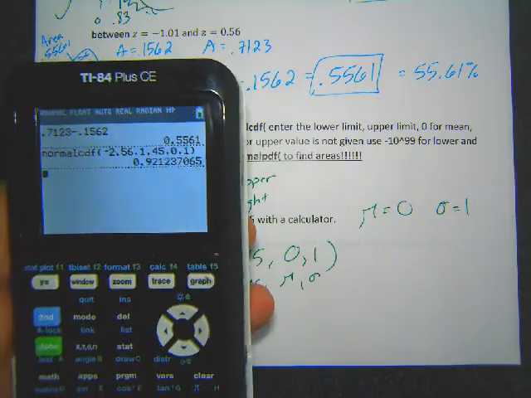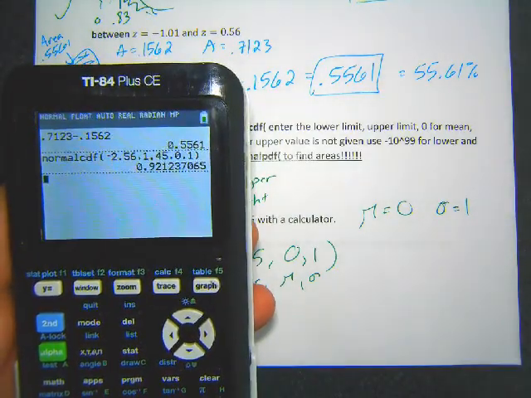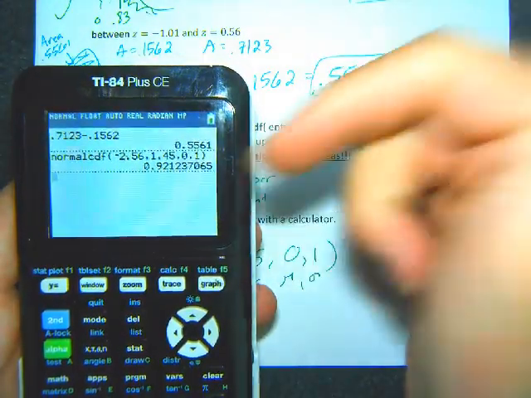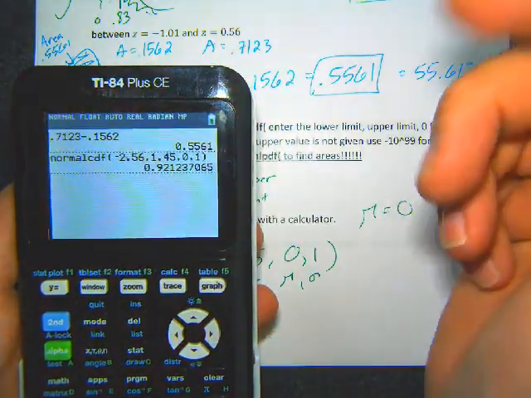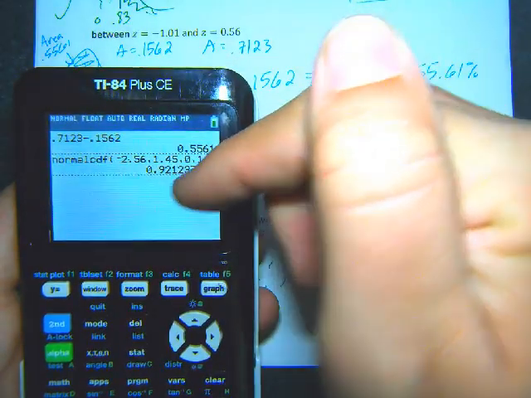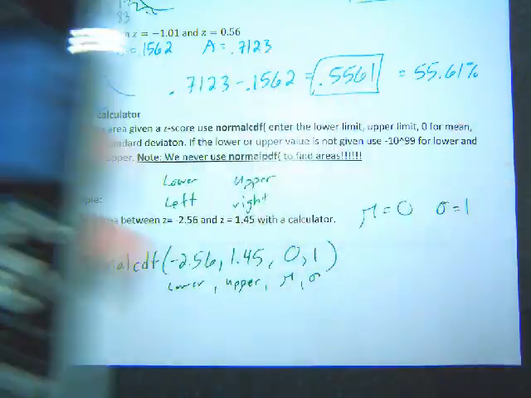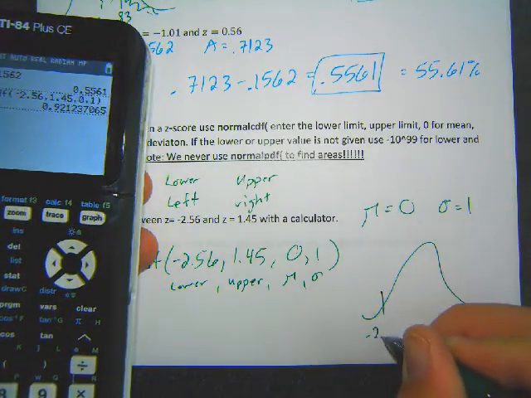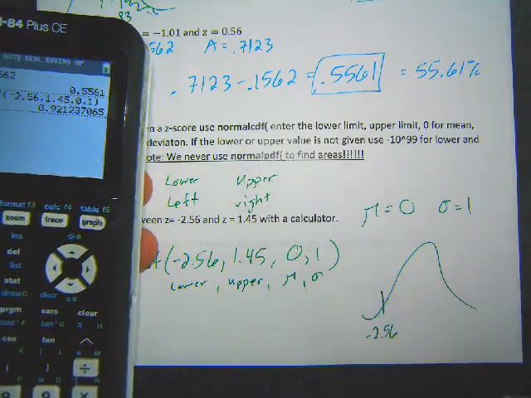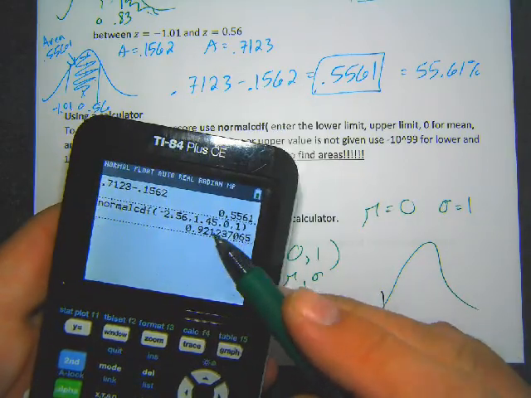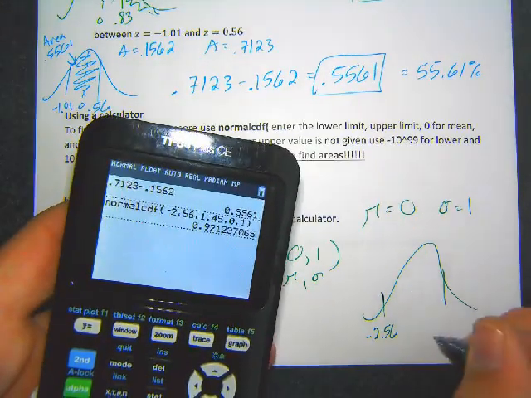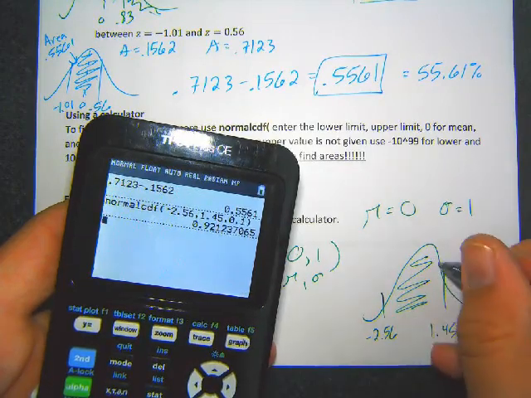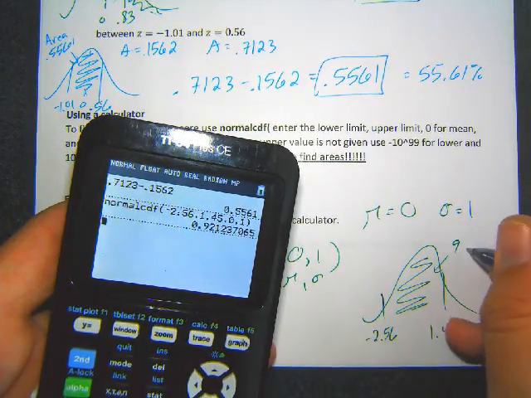Once you type that in, it'll give you an area. So this will always be a value less than 1, right? Because this is a percentage. You know, this is 92% or whatever. This is less than 1 because 1 would be 100%. And this one makes sense because you can see how I'm going from really far to the left. So if I do a little distribution here, notice that negative 2.56 would be pretty far off to the left. And then the right one is 1.45. That's going to be pretty far over to the right. So that's why it's going to have most of the value in between. So in this area in between is the 92.12%.